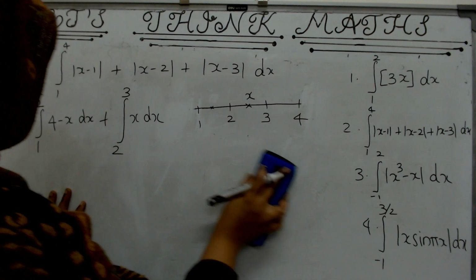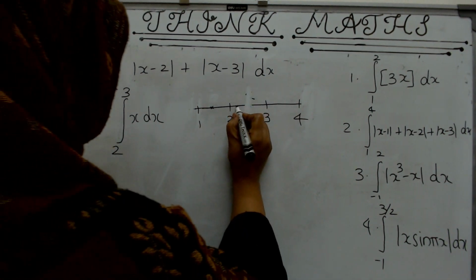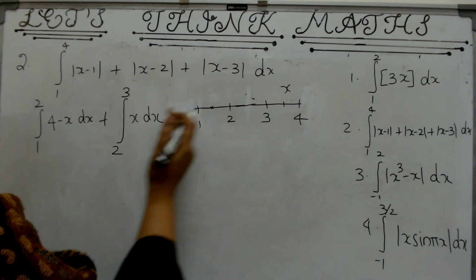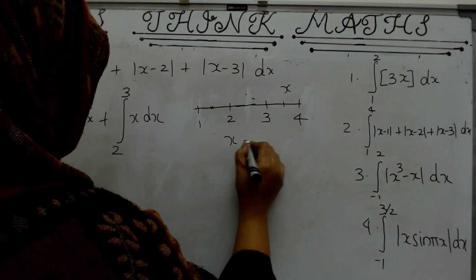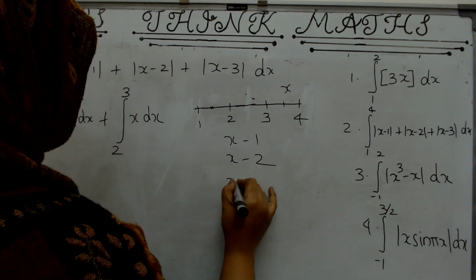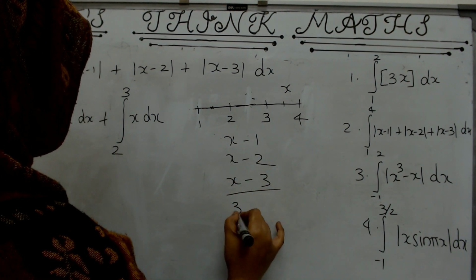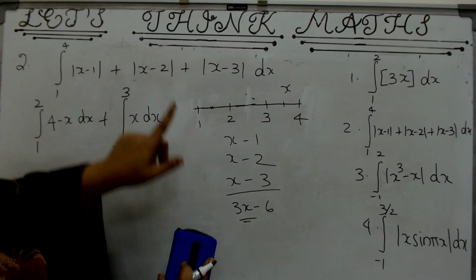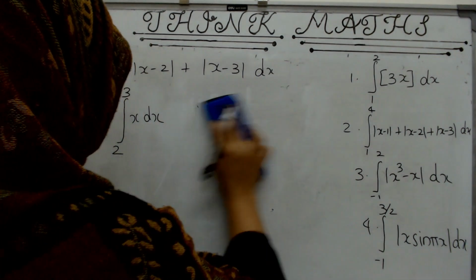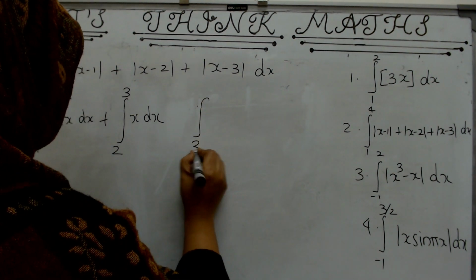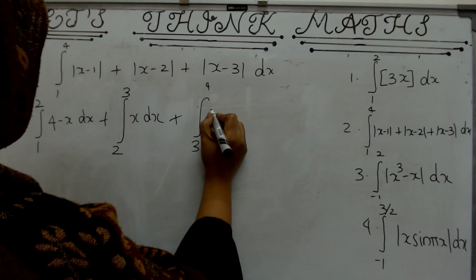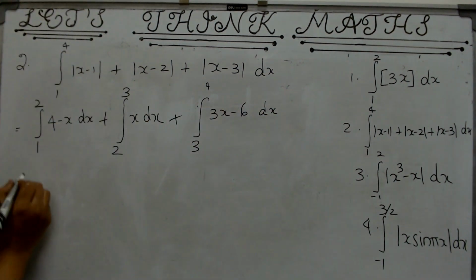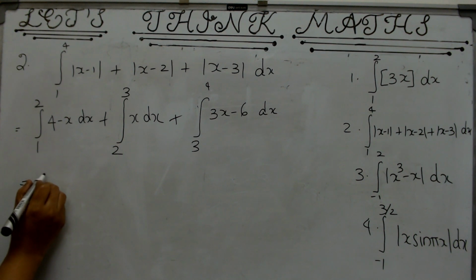Now consider a number in the third interval x. X minus any of the number to its left will again be positive. X minus 1 positive, x minus 2 positive, x minus 3 positive. So 3x minus 6. This will be your function from 3 to 4. It will be 3x minus 6 dx. So there you have your function. Now integrate it. What do you get?